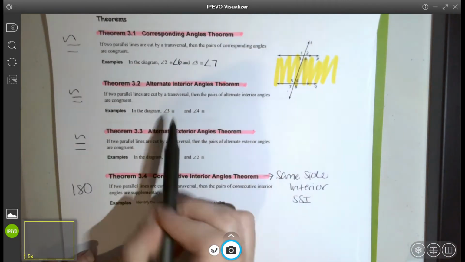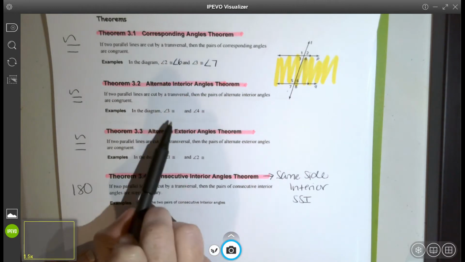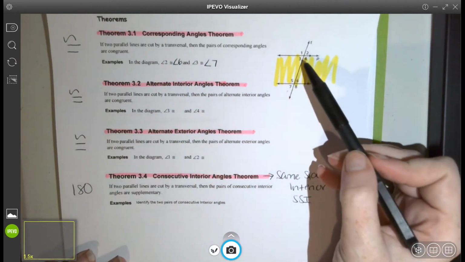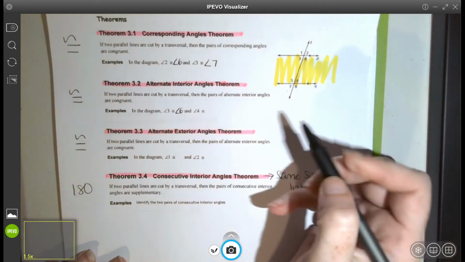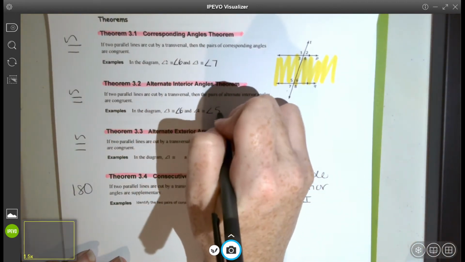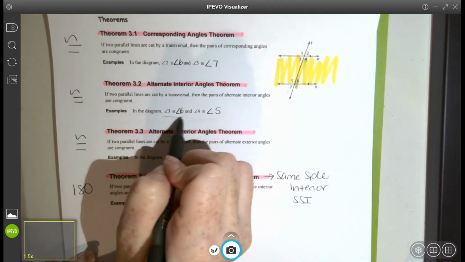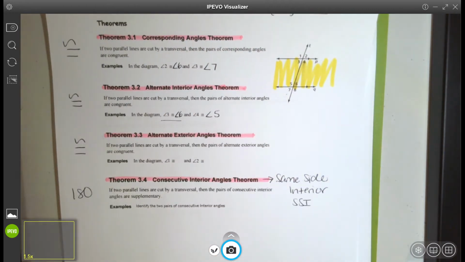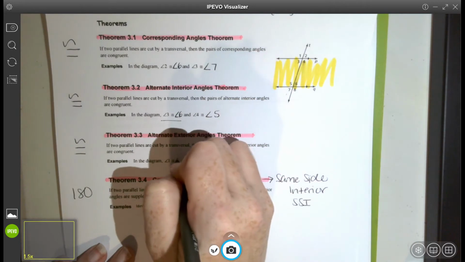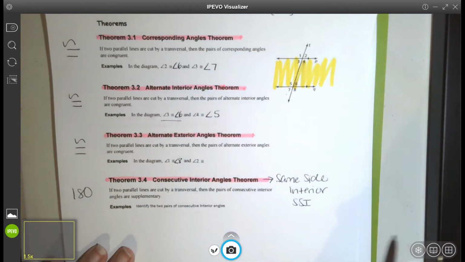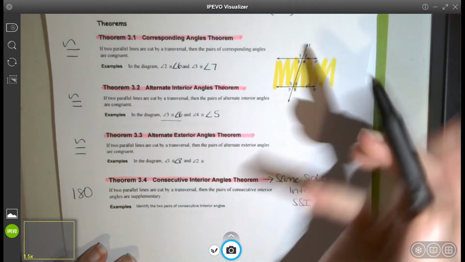All right, alternate interior angles. Angle 3 and angle 6 are alternate interior. Angle 4 and angle 5. Notice how they're writing the answer. They're writing it as a statement of congruency because they are congruent to one another. Then we have alternate exterior. 1 and 8. Do not forget to put that angle symbol. And 2 and 7.